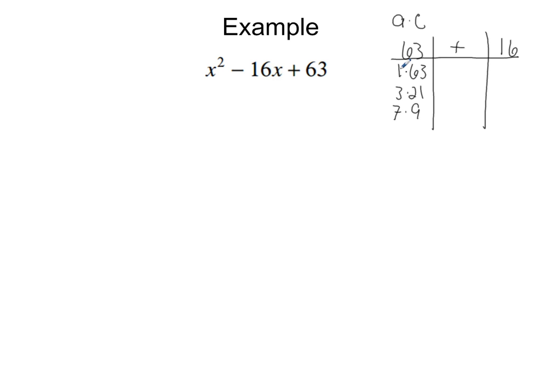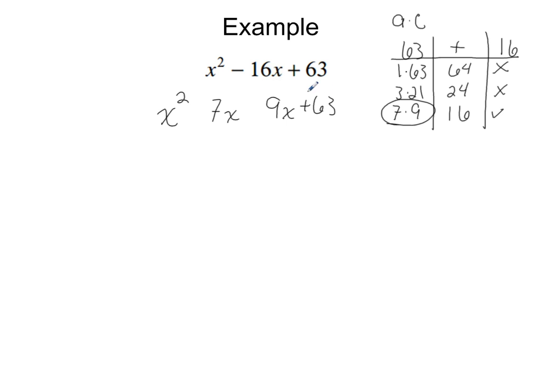All right, so 1 plus 63 gives me 64, which is not the same thing as 16. 3 plus 21 is 24, which is also not the same as 16. 7 plus 9 is 16. So that's the 2 we're going to use. We're going to use 7 and 9. So I'm going to split this middle term up. The x squared is going to stay the same, but this 16x right here is going to split into a 7x and a 9x.